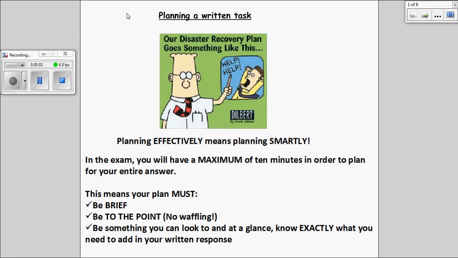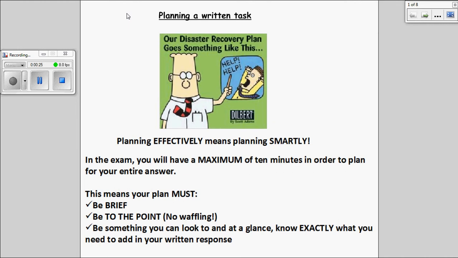Okay, in this video we'll be looking at how you effectively plan for the written task in the exam. You'll have about an hour in the exam to complete the written task, which means you should spend 5 to 10 minutes planning your answer. This is a really important time because it allows you to get all your ideas out and structure them and organise them, as well as hopefully completing the task to the best of your ability.